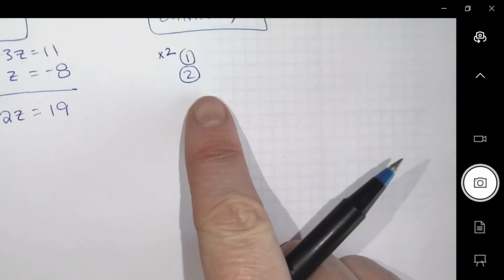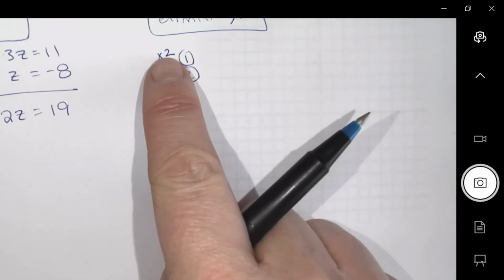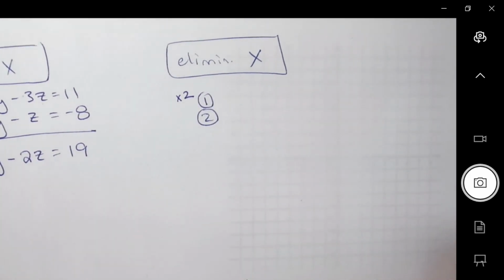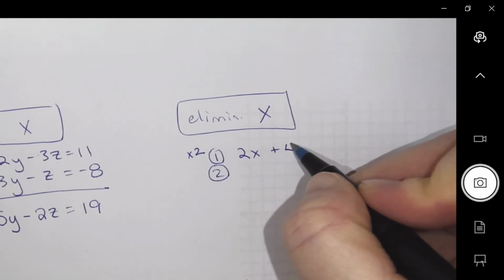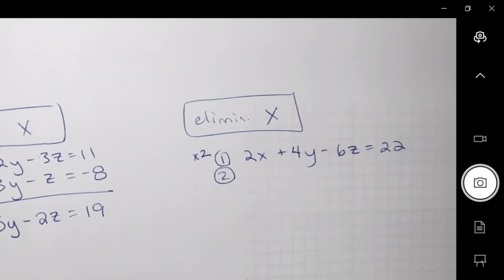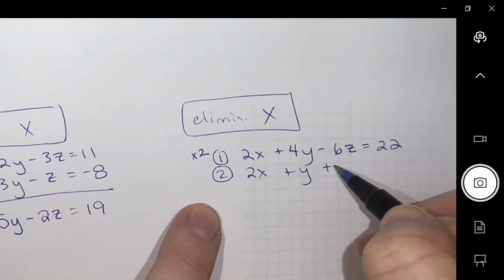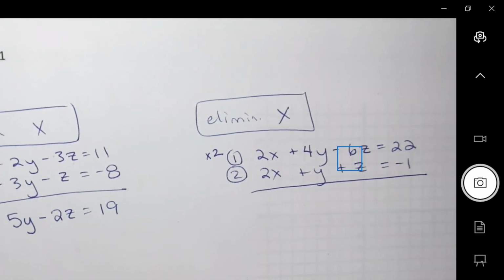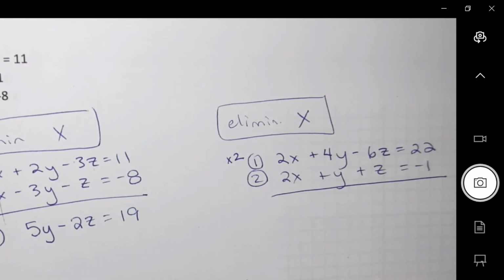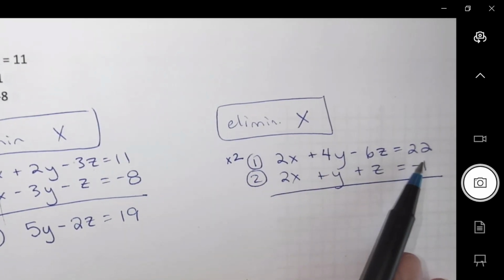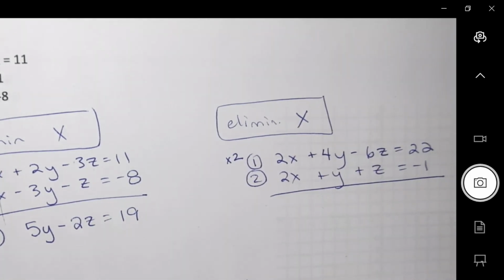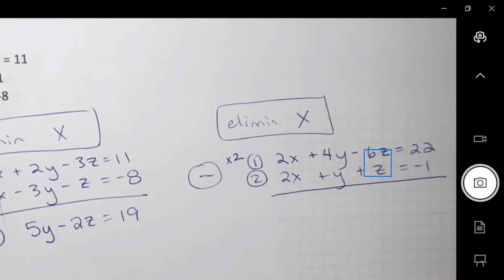So this is what I'm going to do before I organize stuff. Equation 1, I'm going to double it because I'm trying to match. Okay, so 2x, 4y minus 6z and 22. Make sure you double everything. Okay, and that was okay. I doubled equation 1, and then I put it together with equation 2. Okay, looks like I'm going to subtract again, because they're the same.